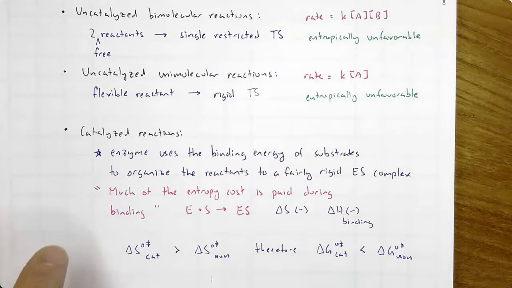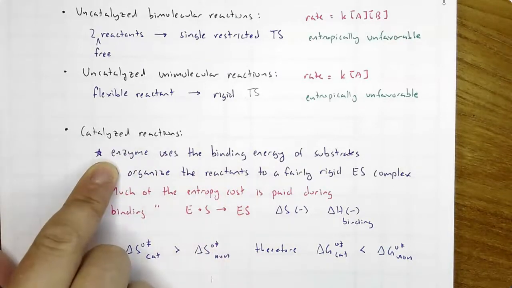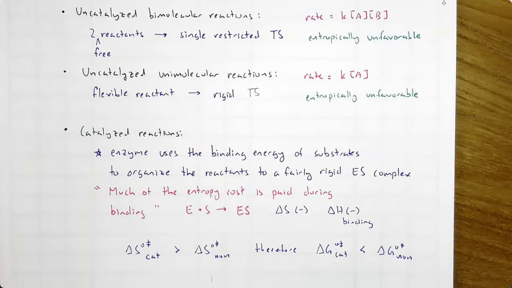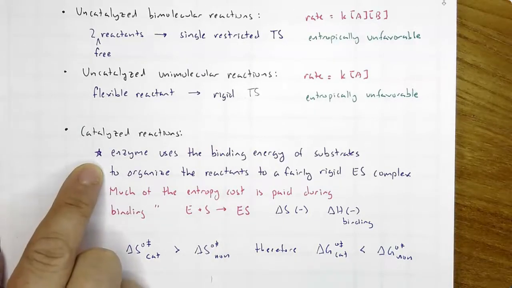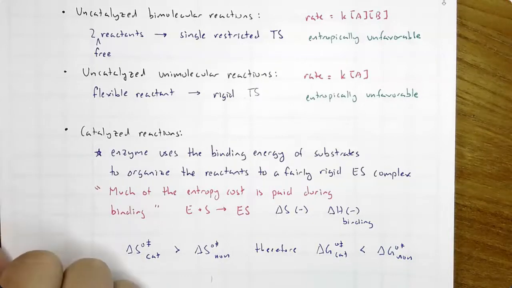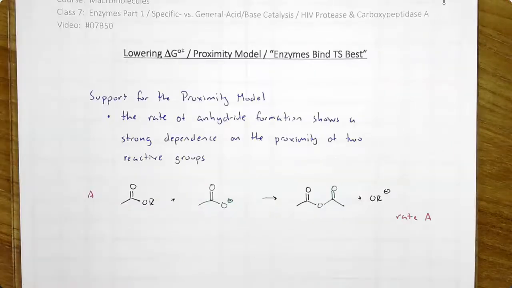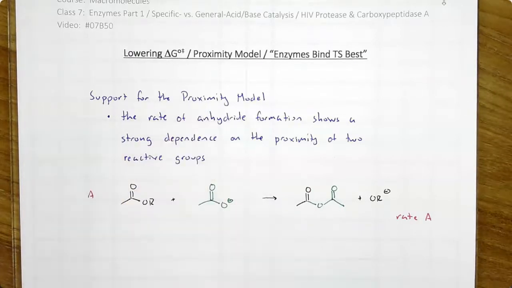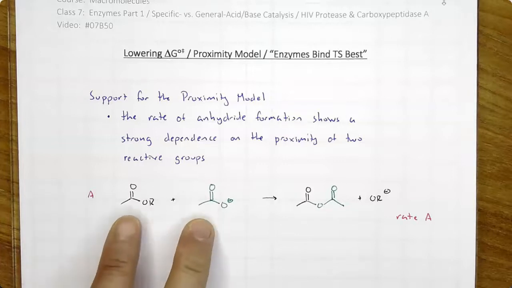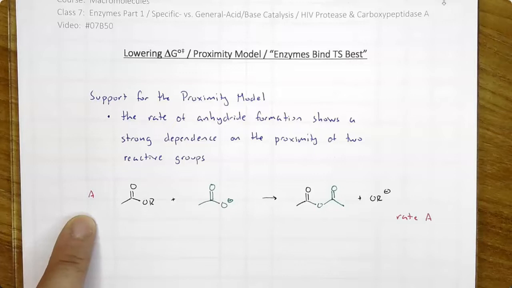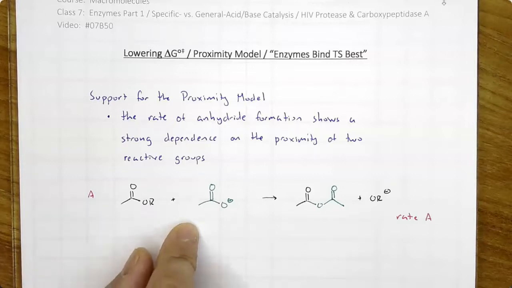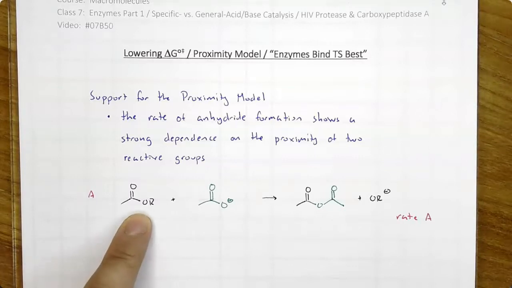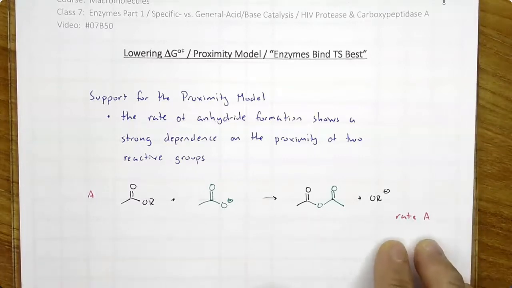Next, I'm going to talk about the idea that when we have an enzyme bringing molecules together, that can lower the delta G due to what's called the proximity model. Let me use a model reaction to talk about this idea, and we're going to look at the rate of anhydride formation and how it shows a strong dependence on the proximity of the two reactive groups. This is our first situation where we have the two reactive groups that are untethered. They come together, you kick out an alkoxide, and we get a base rate.